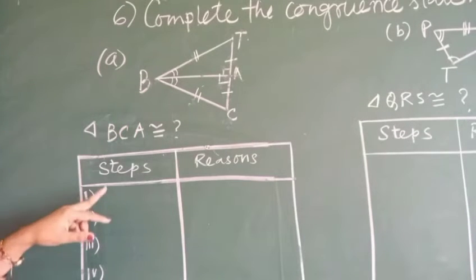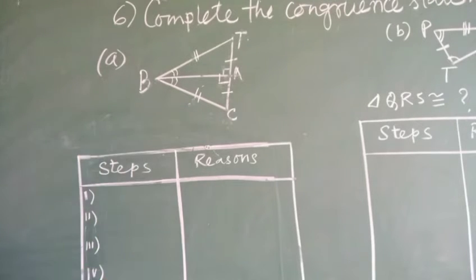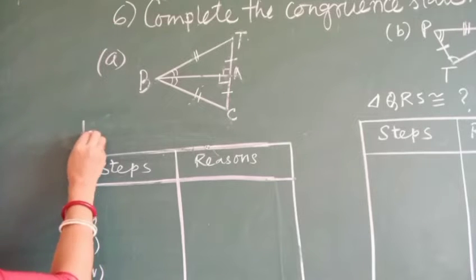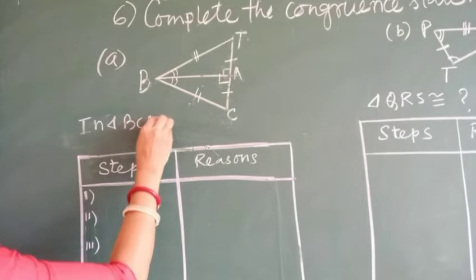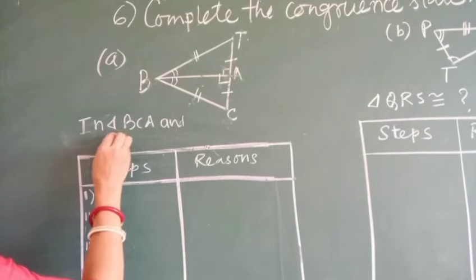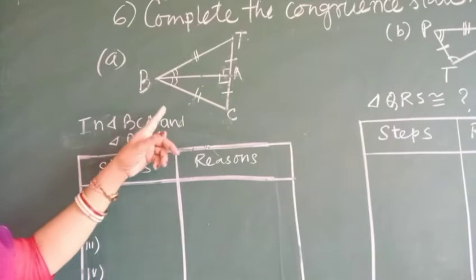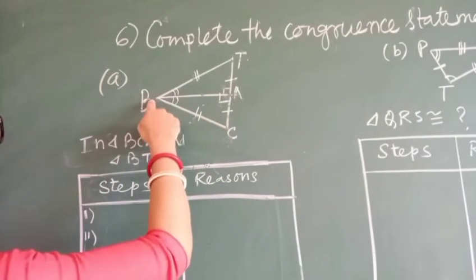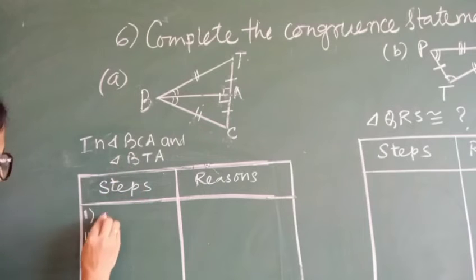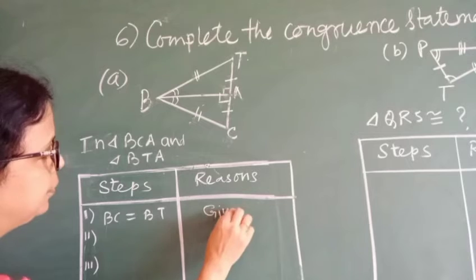In triangle BCA and BTA, which you can see, now we will find out. First of all you have to write which two triangles you have selected. In triangle BCA and triangle BTA, which three things can we see here? BC is equal to BT. Why? Because it is already given.